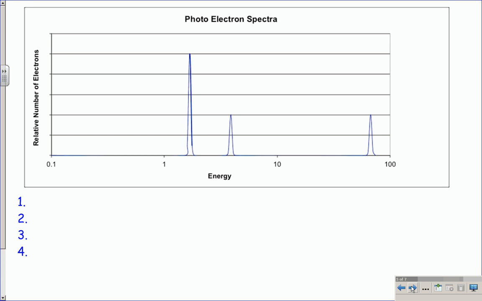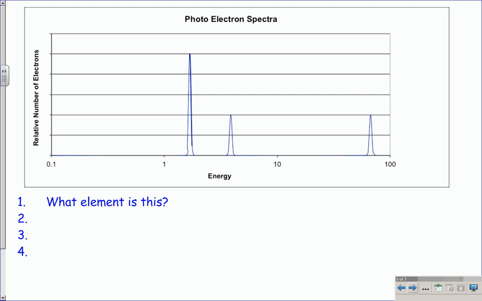Next graph that we're going to look at here, notice it's unlabeled. So we're going to go through and do some work with this that you need to be able to understand. First off, what element is this? Well, how would I figure out what the element is? Well, remember, what element we've got is determined by the number of protons, its atomic number. In a neutral atom, protons equals electrons.